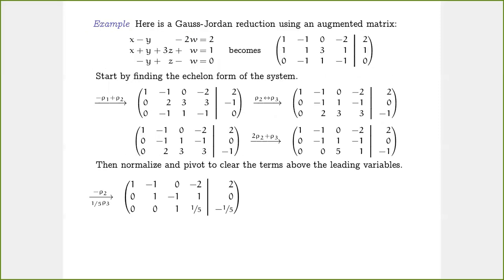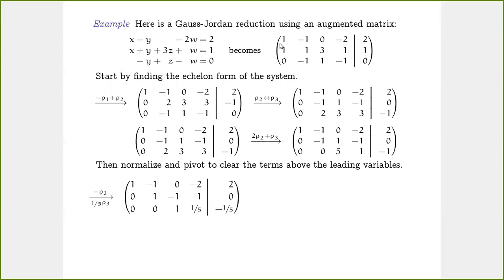Let's see how it works in another case. Here we have 3 equations, but 4 variables. It's a little more complicated, so we'll use the augmented matrix. Here's the linear system. Here's the augmented matrix that represents it. We're just reading off the coefficients and putting in zeros for missing terms.